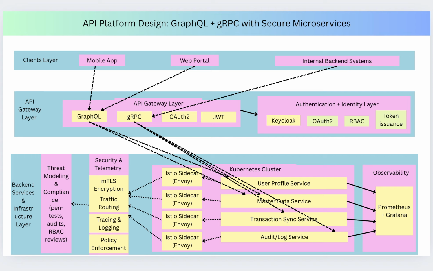User profile service accepts GraphQL queries from web and mobile clients to retrieve or update user-specific data like name, email, preferences, and notification settings. It performs token-based access checks to ensure users can only access their own profile data. It uses GraphQL's type-safe schema to enforce contract-first development.